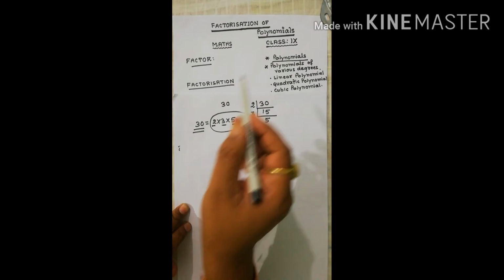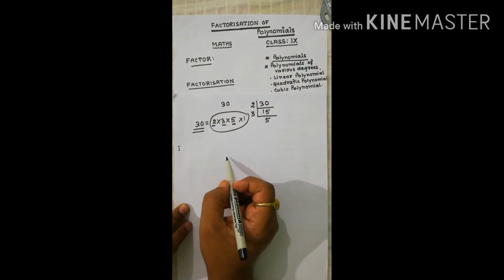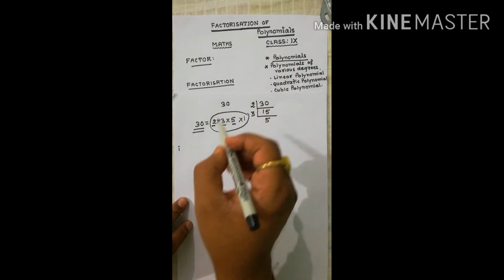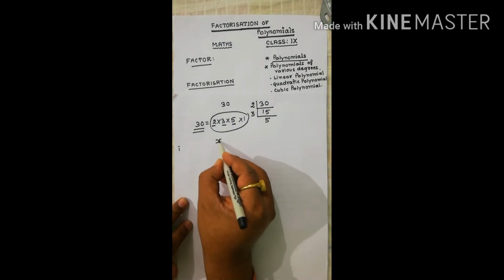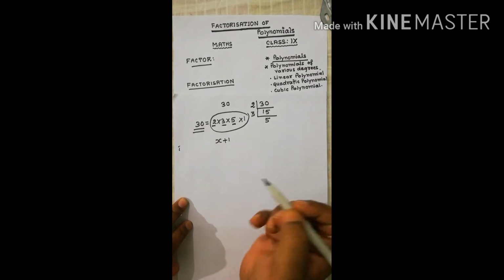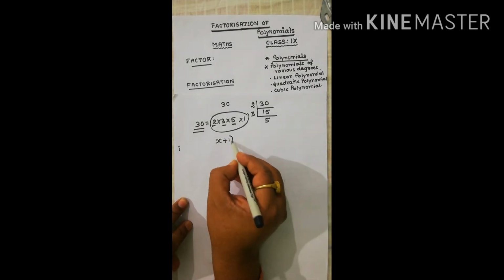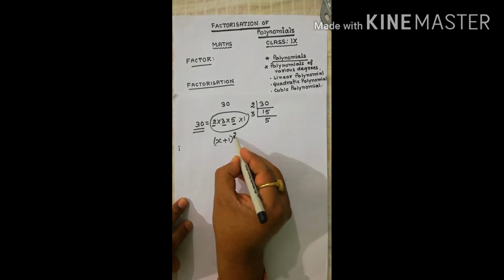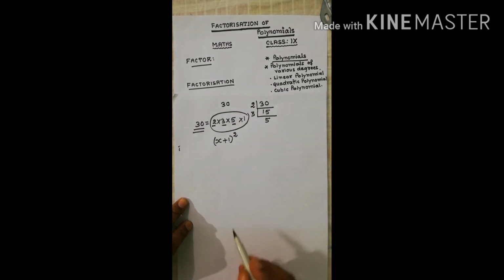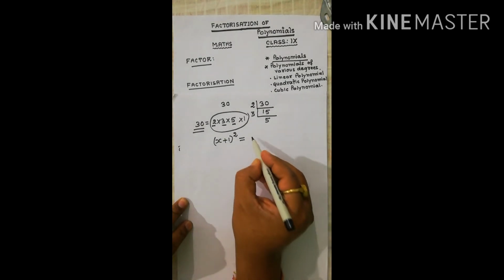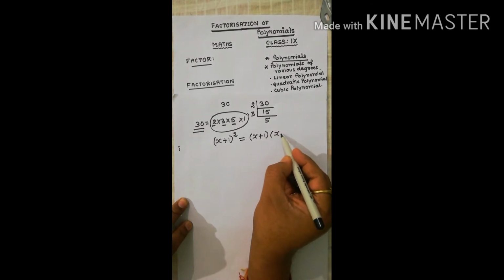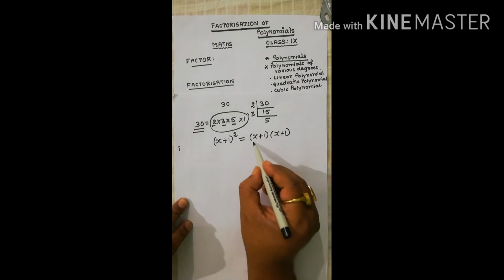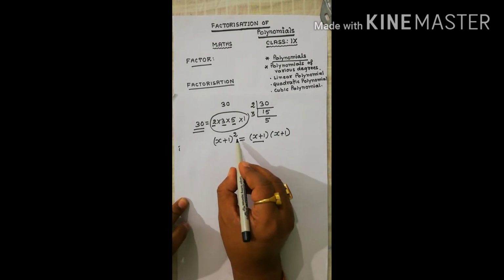Similarly, if any polynomial is given, then we can find the factors of that polynomial. For example, x plus 1 is a polynomial and (x plus 1) whole square is also a polynomial. (x plus 1) whole square means (x plus 1) into (x plus 1). So this x plus 1 is a factor of (x plus 1) whole square.